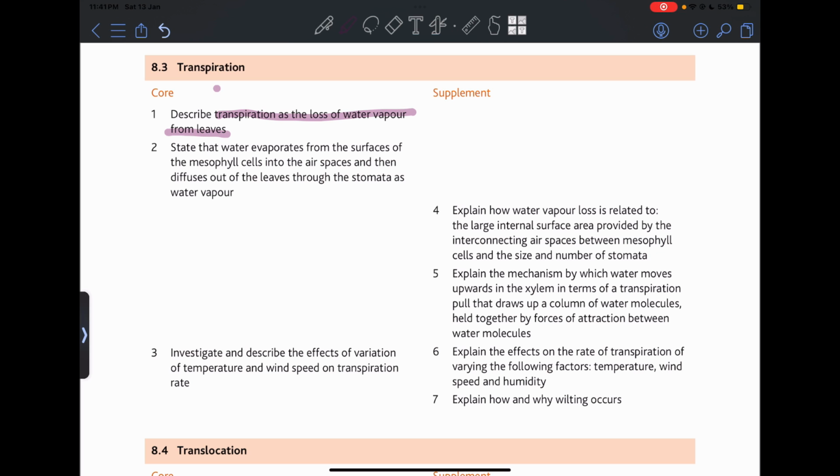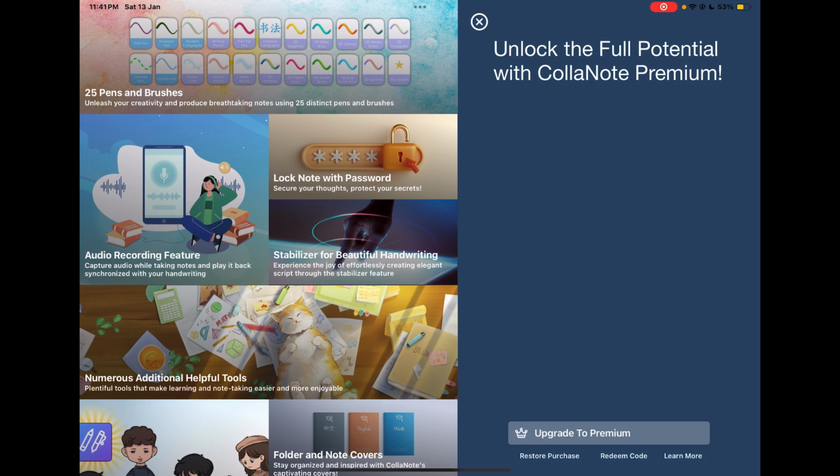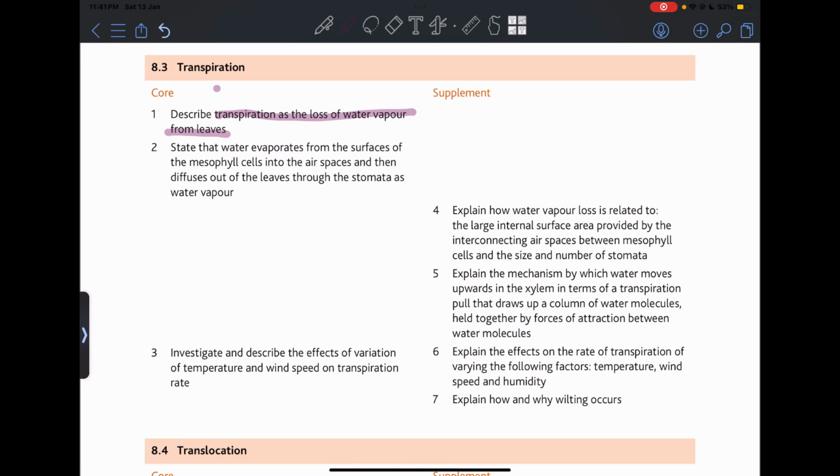So this is why they have a large internal surface area. And explain the mechanism by which water moves upwards in the xylem in terms of a transpiration pull that draws up a column of water molecules held together by forces of attraction between water molecules. So water moves upwards in the plant, which is actually against gravity. It should move downwards, but there's a pull, a force that helps the water move upwards. This is by transpiration. By the help of transpiration, the water will evaporate and it will pull more water upwards. So this is how water moves in the xylem.